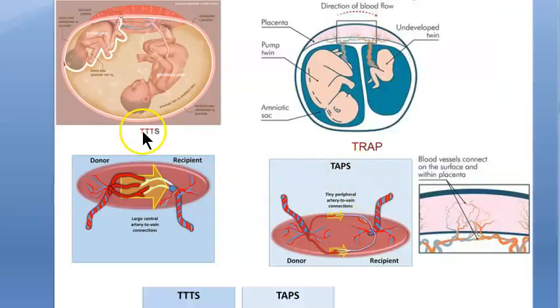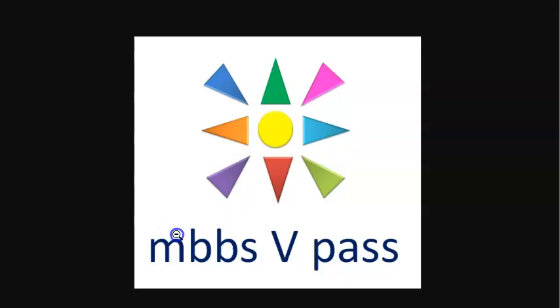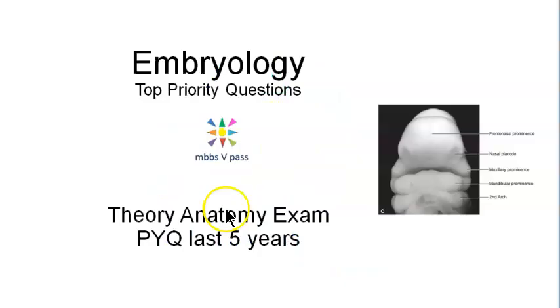So basically there is something called TTTS and TRAP. These are the syndromes where one twin doesn't let the other twin get nutrition. Also the delivery of these twins is one concern for the doctors, isn't it? I think that much is enough, people. If you know this much, I think this is enough for embryology to pass. You will be able to clear the embryology part.